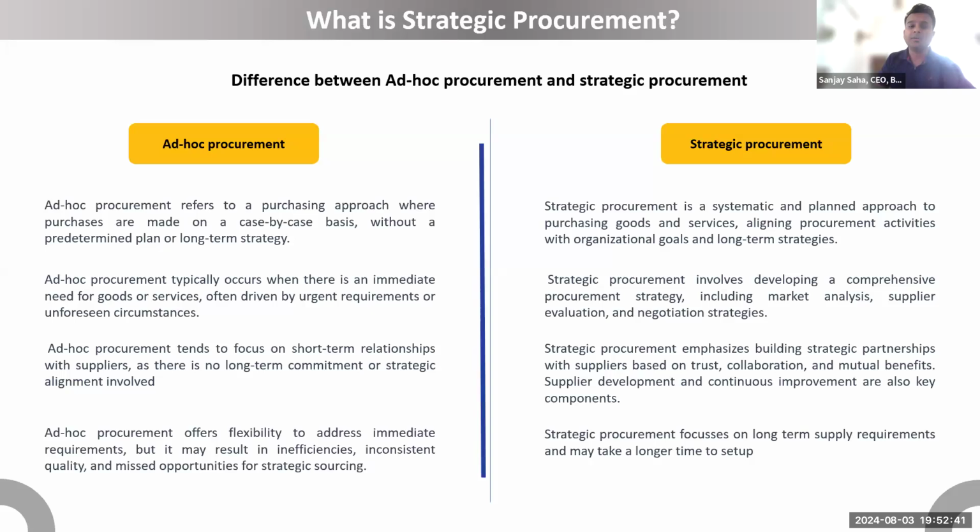Now on the screen, you can see the difference between ad hoc procurement and strategic procurement that I have been talking about. I will only read the side which is about strategic procurement. You can directly read the slides so that you know what the opposite is. Strategic procurement is a systematic and planned approach. It does not happen on the whims of one person. It is a team effort and it has to be planned properly.